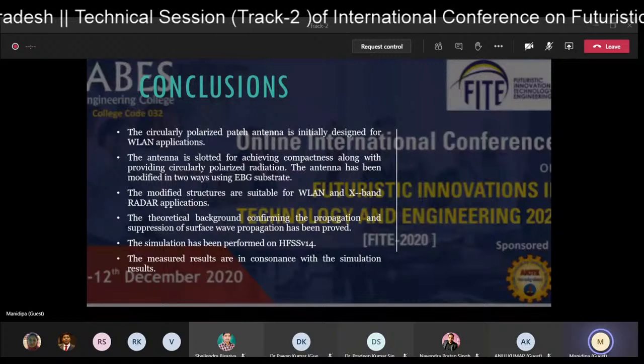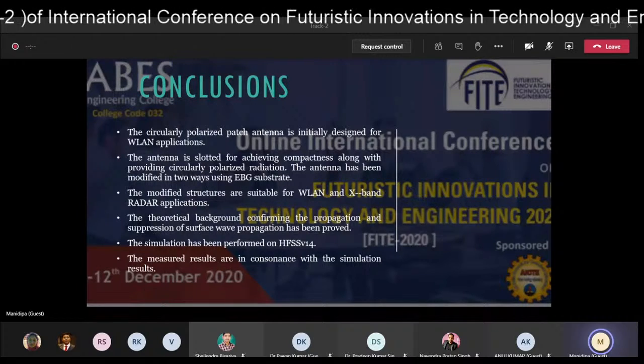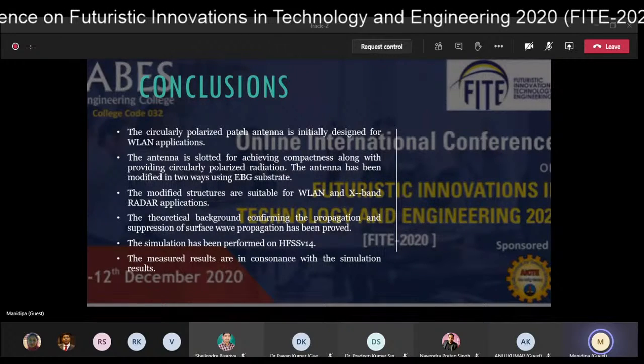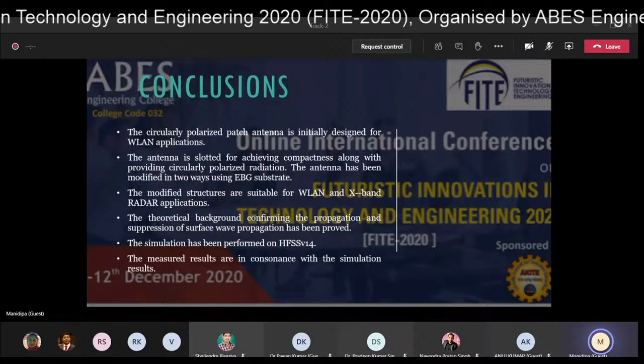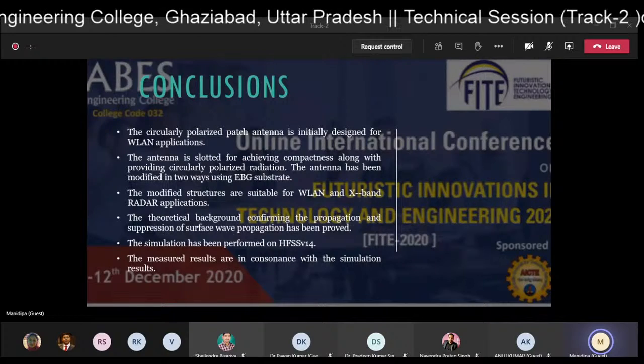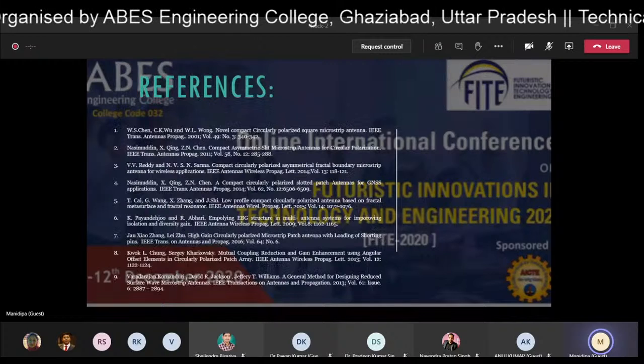Simulation was performed with HFSS version 14, and compliance in results was observed. Experimental measurement was done in the laboratory in Delhi, GB Pant Engineering College. These are the references used in this paper.